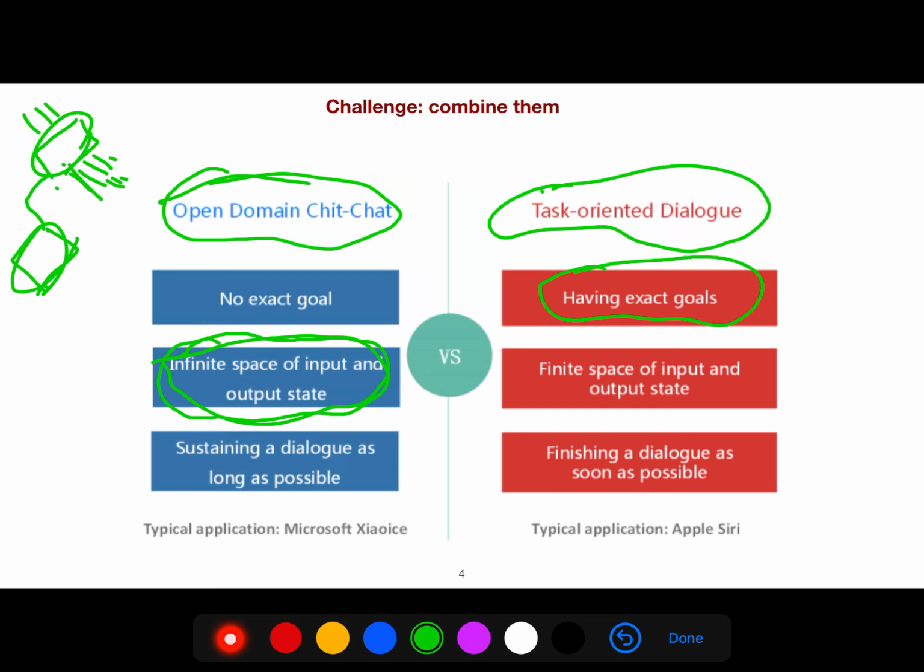And because we have exact goals and a finite space of inputs and outputs, and finishing a dialogue as soon as possible, this determines the reward, because if you could answer your customer very quickly, it has a high reward. And if you use different sentences that are not relevant, it's a bad reward. So it's a punishment, let's say. And you typically see it in Apple Siri or Amazon Alexa and those things.